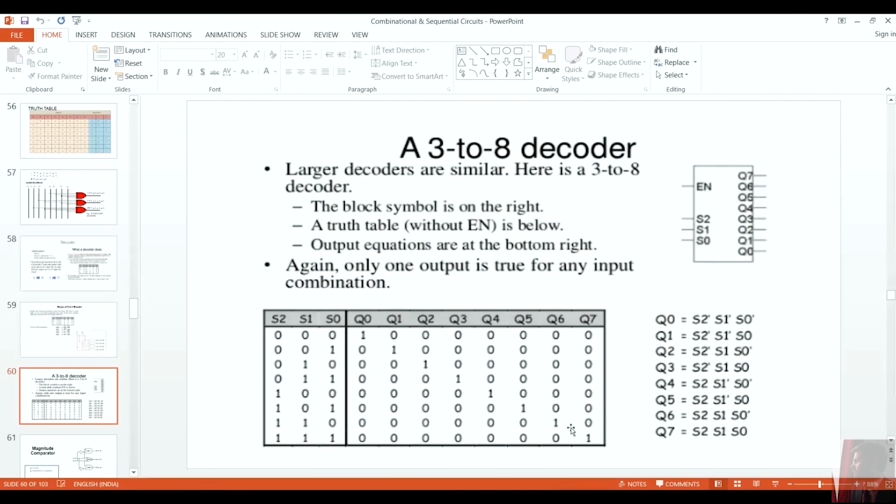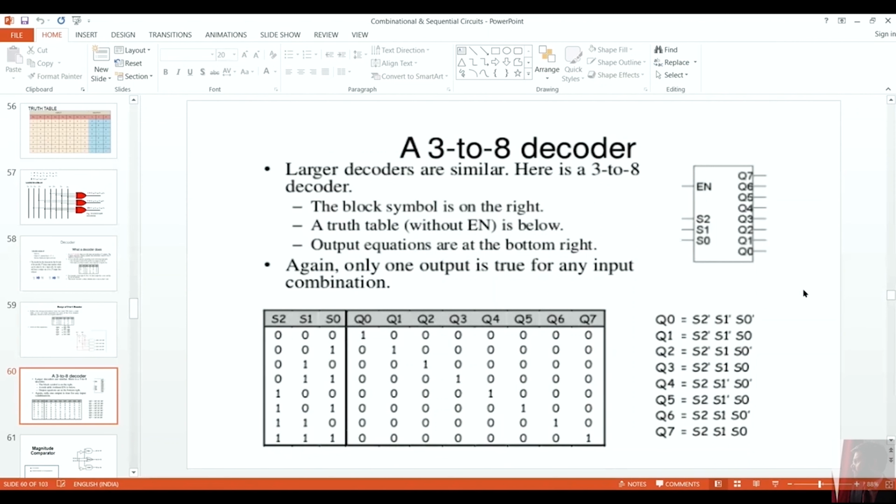Similarly, when the input is all 0, Q0 would be on. Then when 1 is there, Q1 is on. When 2 is there, Q2 would be on. And all the diagonal elements would be shown over here. I'm telling you the trick, beta.